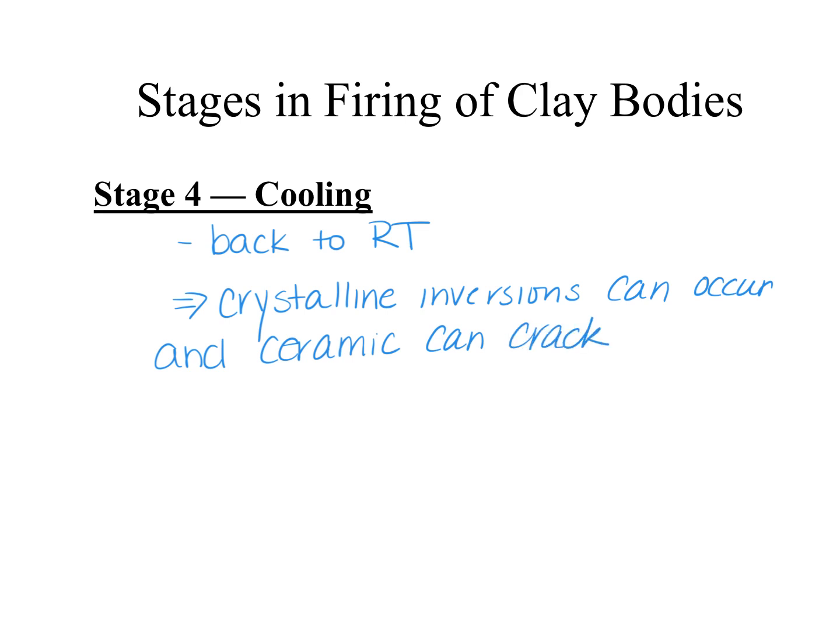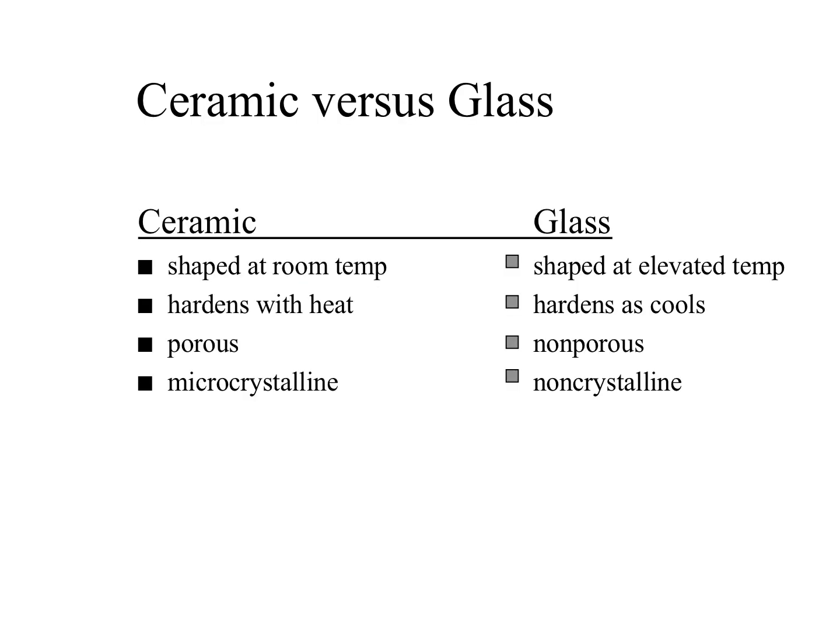So we have come to the end of our ceramic discussion, and I just want to summarize ceramics and glasses, because we've talked about ceramics and we've talked about glasses, and there's a lot of overlap here because glazes on ceramics are that glassy layer. So I want to point out some ways that the ceramics and the glass are different. One of the big ways they're different is ceramics are shaped at room temperature. Glass is shaped at elevated temperature. So we have to heat glass up to shape it. We don't have to do that with ceramics.